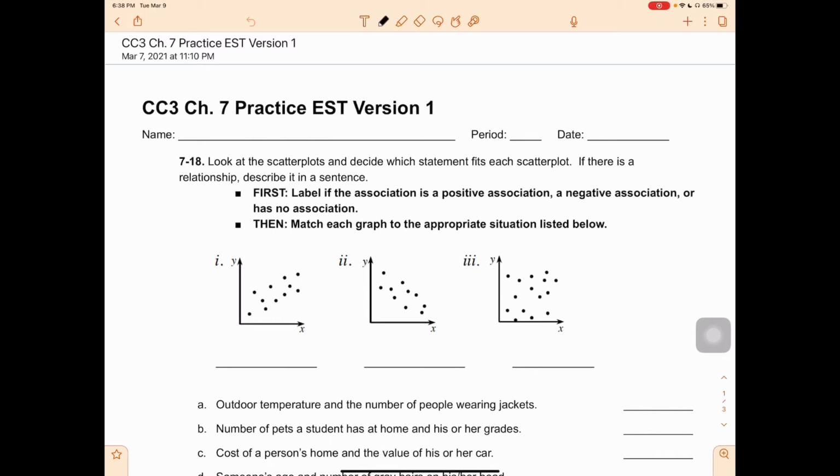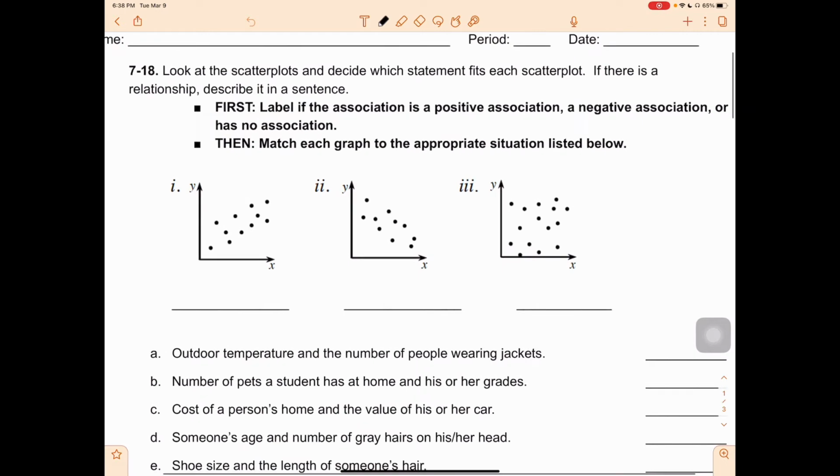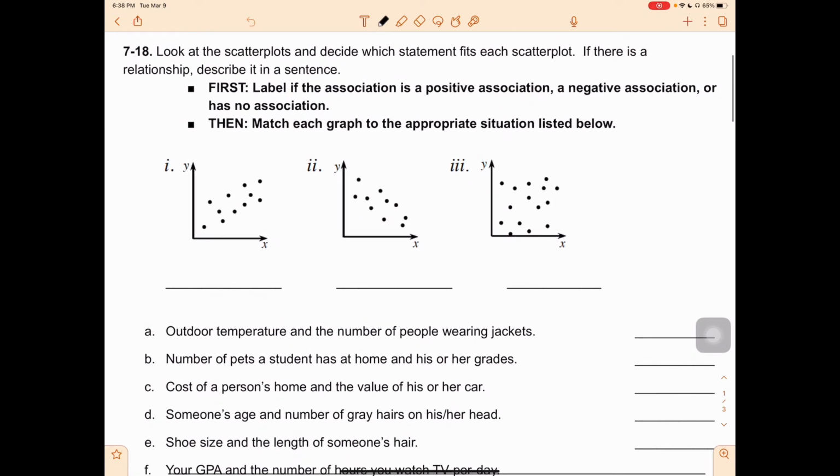Okay, so here is the first version of the EST practice for your Chapter 7 EST. We're just going to go through this problem by problem. I would like you to try the problems on your own first and then use the video to guide you. You can also watch a few seconds of the problem, and once you know how to do it, you can then do it on your own.